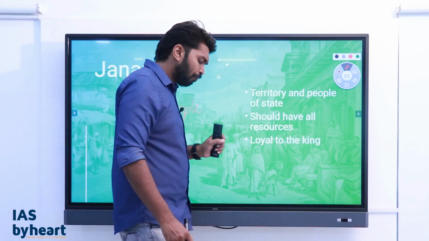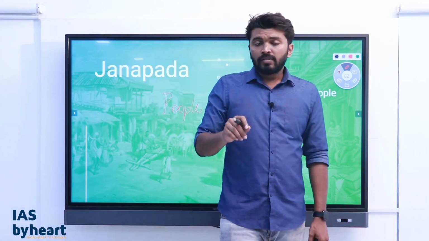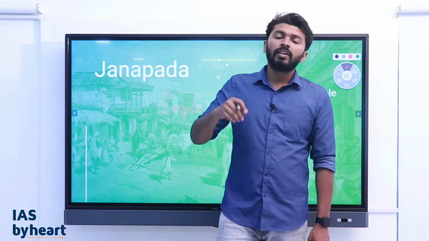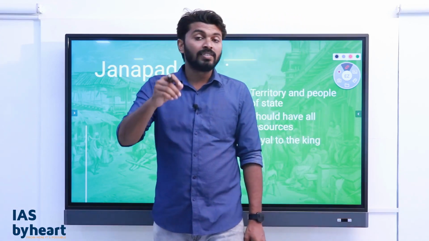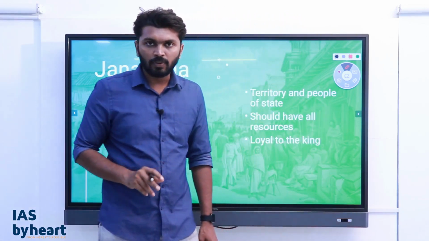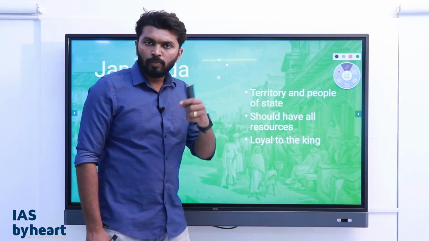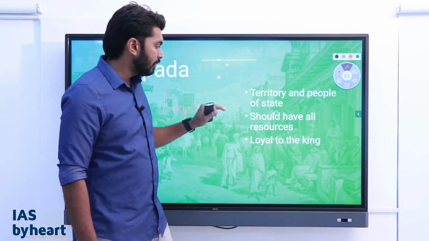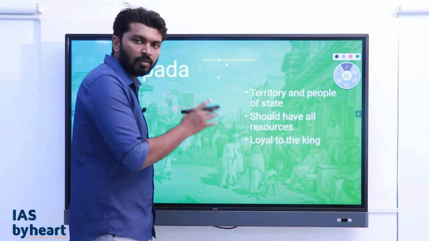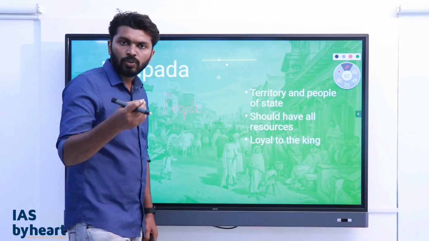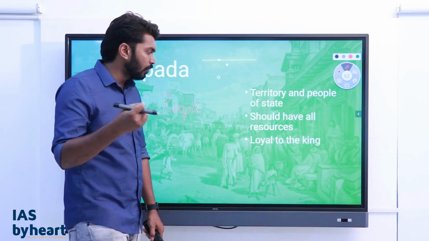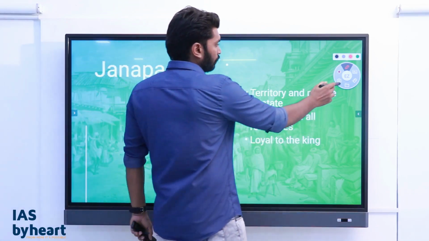And also Chanakya says that whenever a king truly cares for his subjects, in turn the subjects will also be loyal to the king. So he says that an important trait of this Janapada is loyalty to the king. The king should earn loyalty from the people.